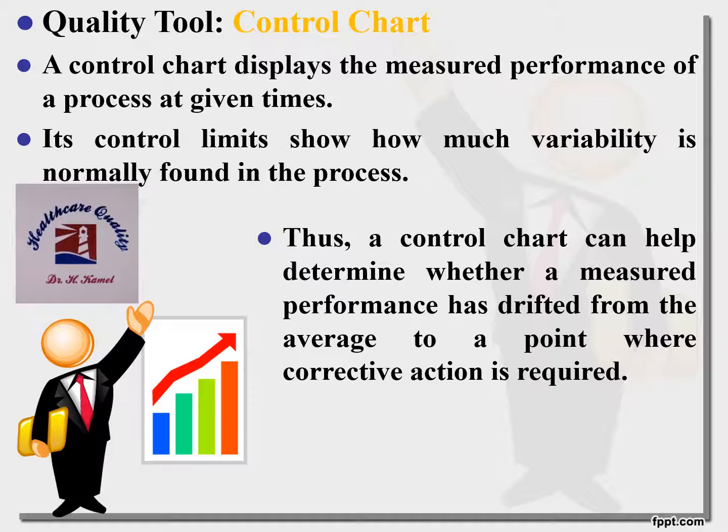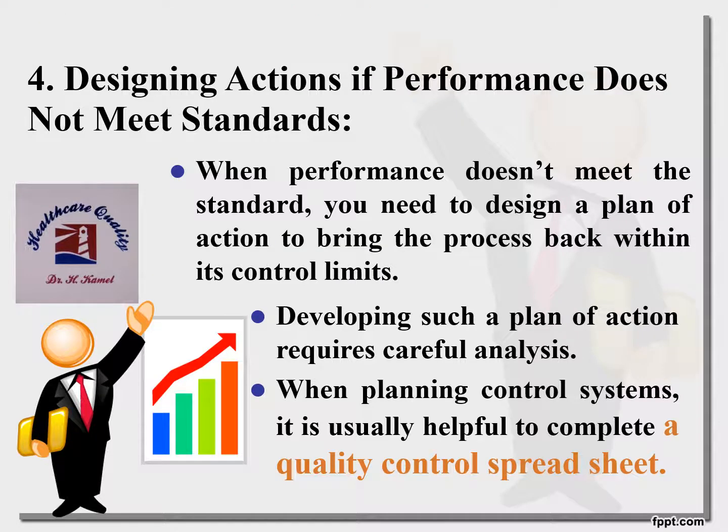Thus, a control chart helps determine whether a measured performance has drifted from the average to a point where corrective action is required. 4. Designing actions if performance doesn't meet standards. When performance doesn't meet the standard, you need to design a plan of action to bring the process back within its control limits. Developing such a plan of action requires careful analysis.